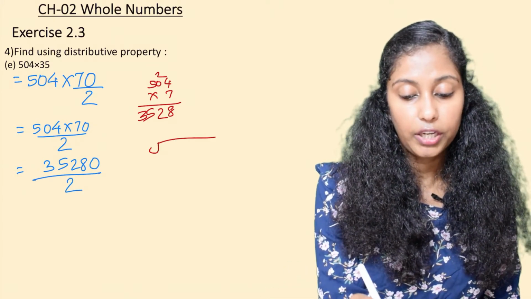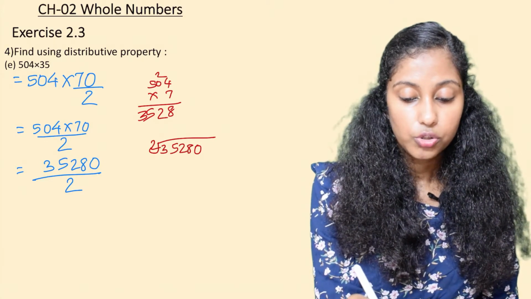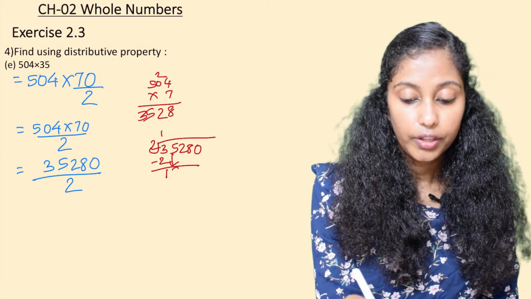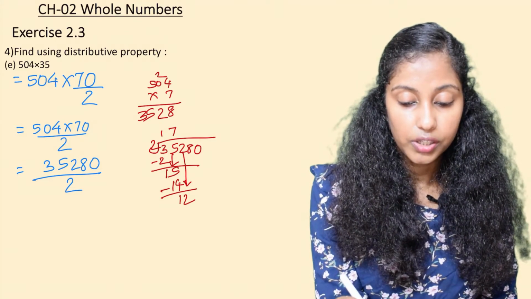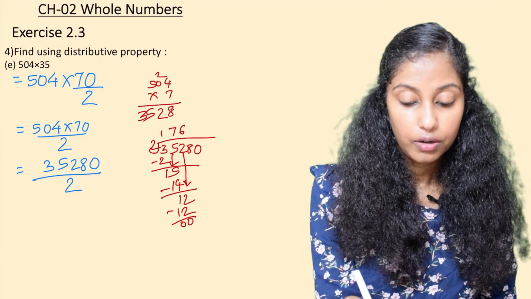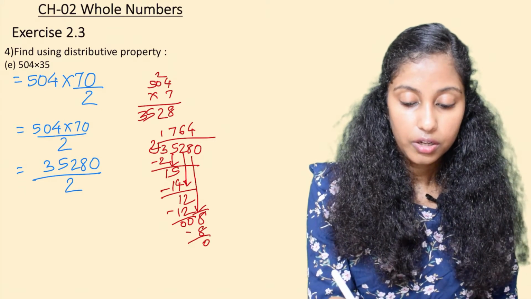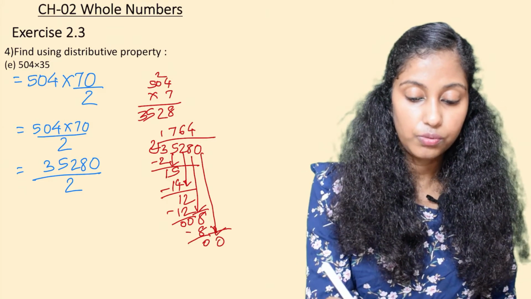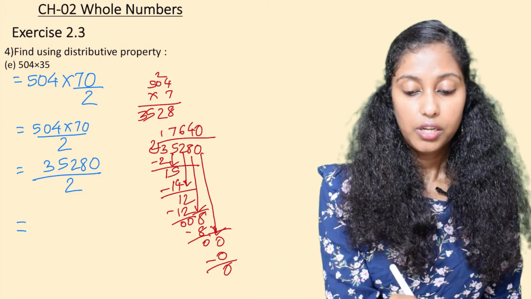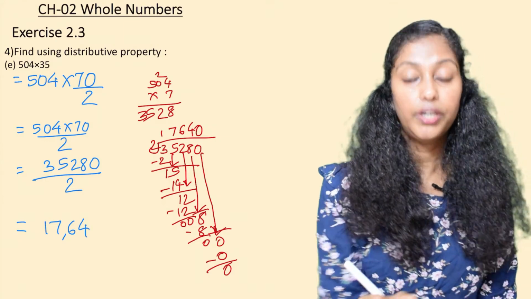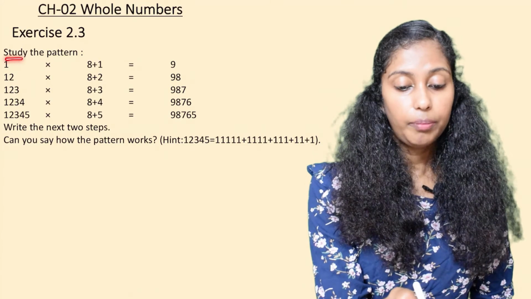And now what we do is we quickly do division. 35280 divided by 2. So 2 1s are 2. Then we get 2 7s are 14. Then we get 2 6 are 12. Then we get 2 4s are 8. And there is a 0, so 2 zeros are 0. So here what we get is 17,640. Now the next question is study the pattern.